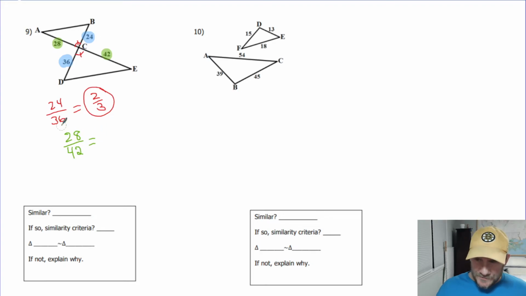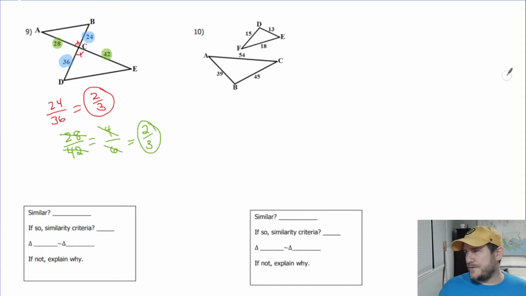I can see those are both divisible by 7. Divide by 7, you get 4. Divide by 7, you get 6. Now those are still both divisible by 2. And that lands me on 2/3. So that proves that those two pairs of sides are proportional.